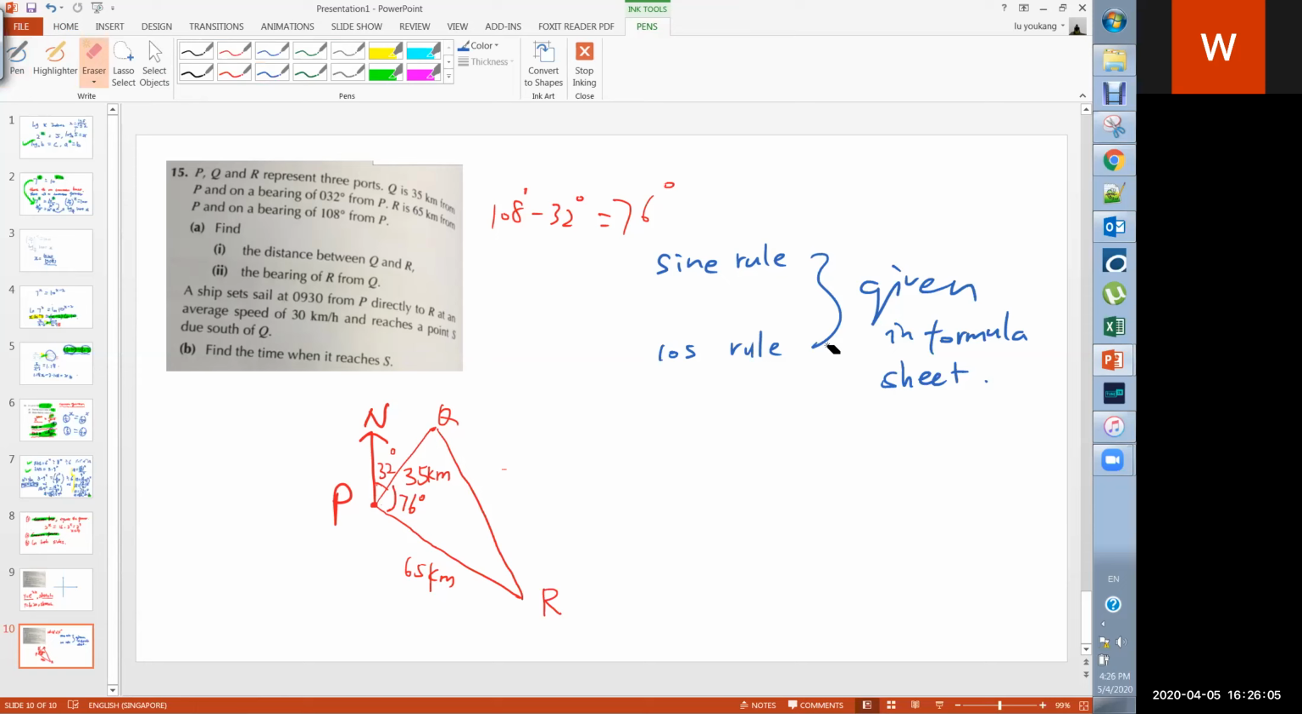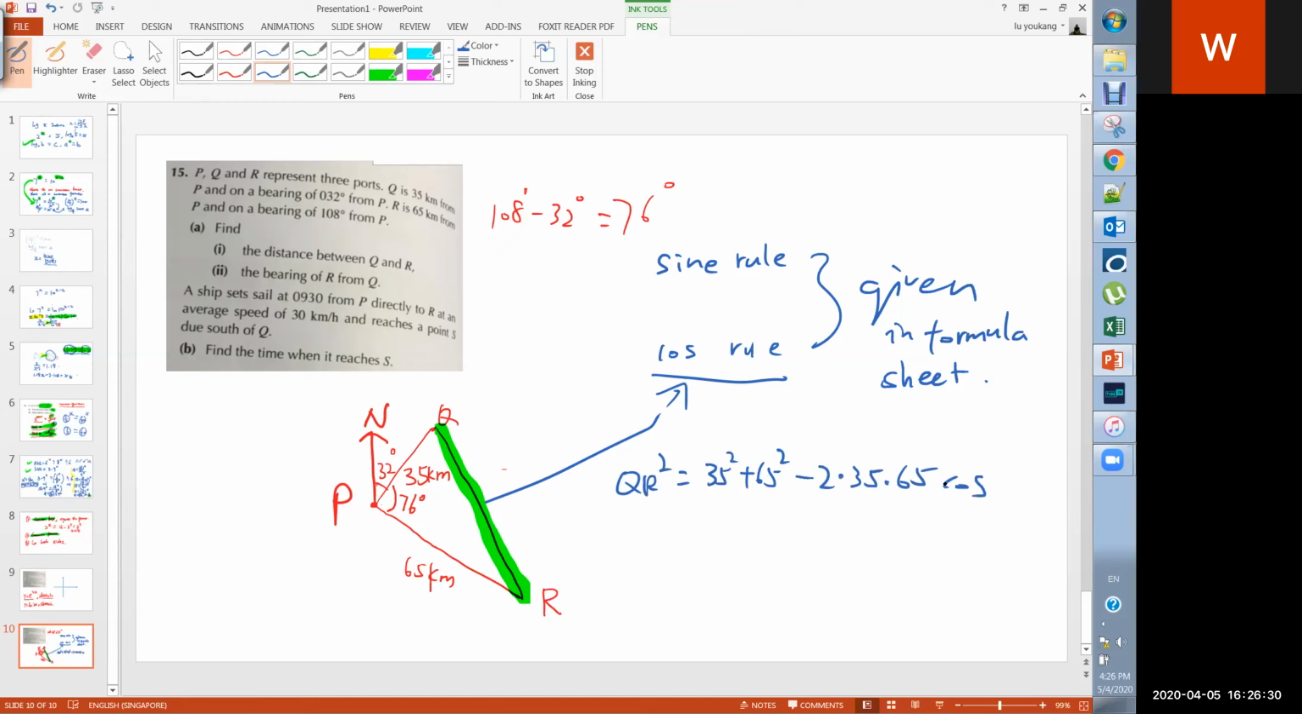Okay. Then now I can start already. It says find the distance between Q and R. Obviously, what they want is QR. So this one you use cosine rule. QR square is equal to 35 square plus 65 square minus 2 times 35 times 65 cosine the angle that sandwiches, which is 76.